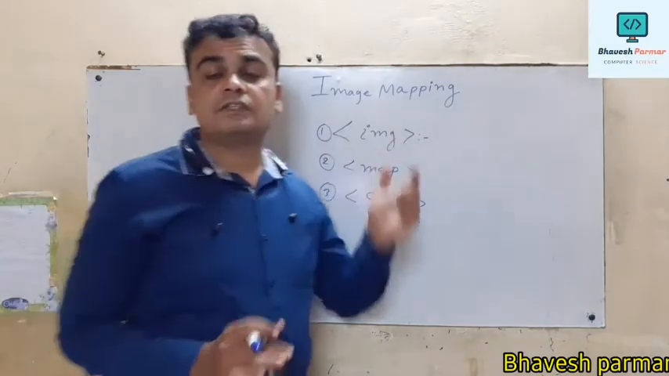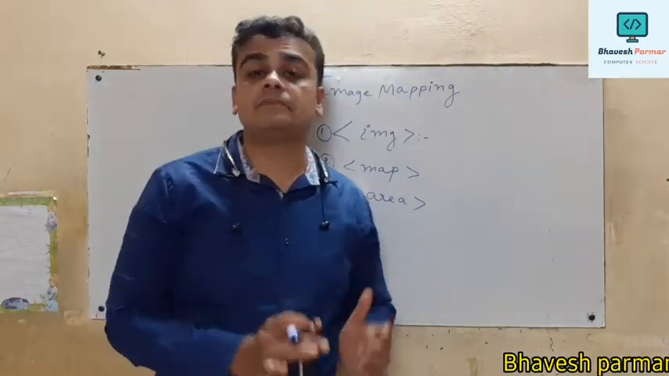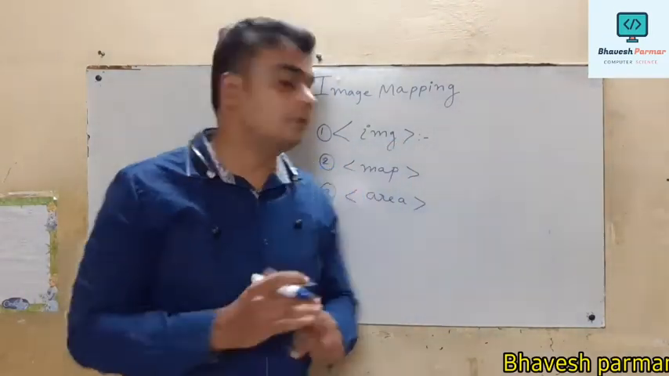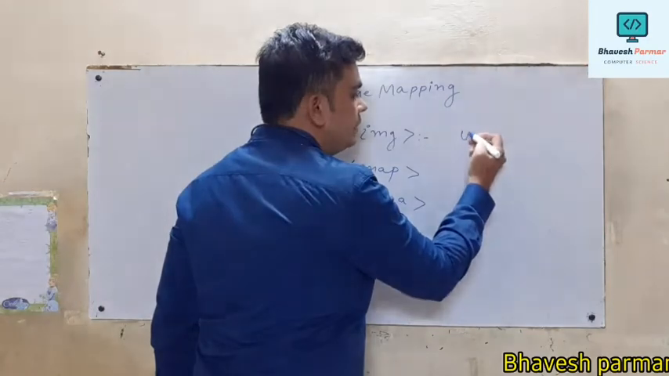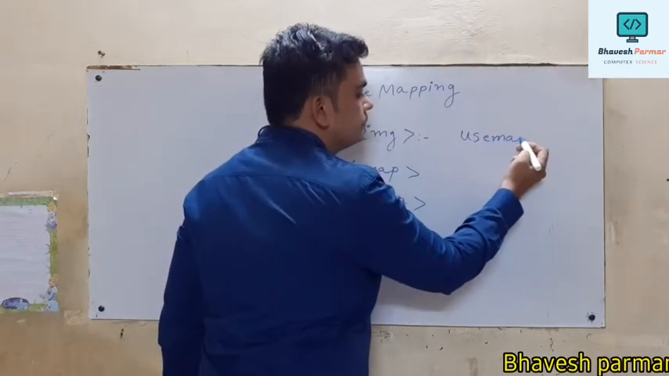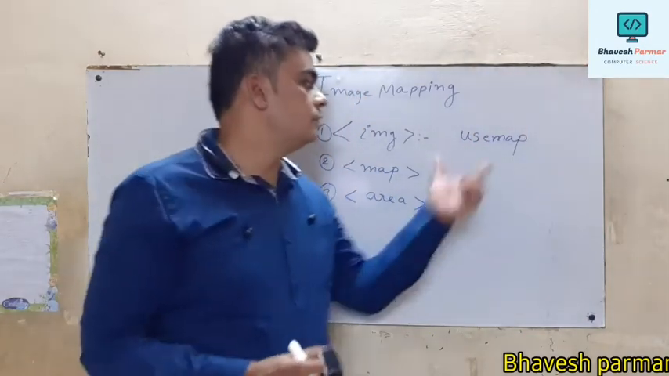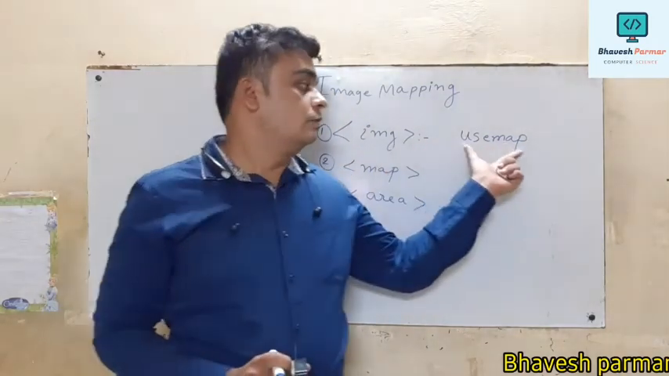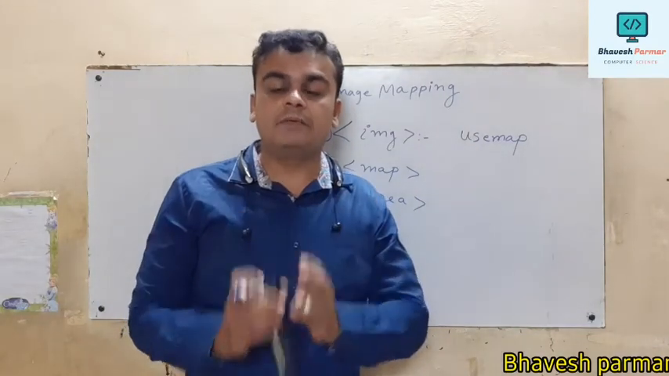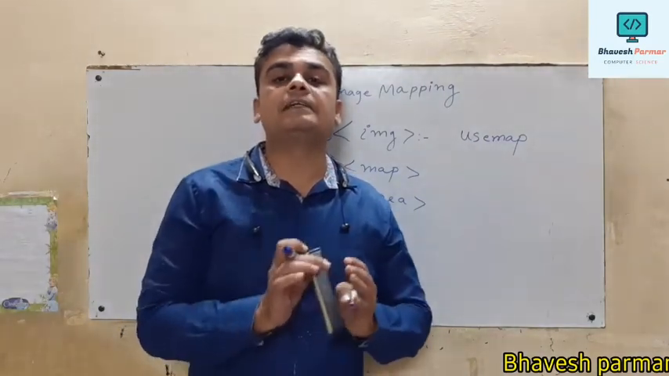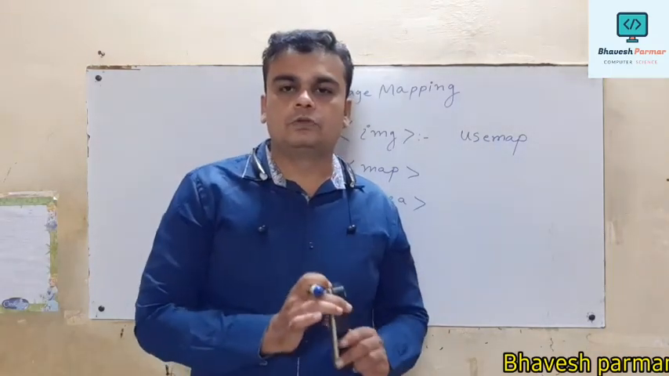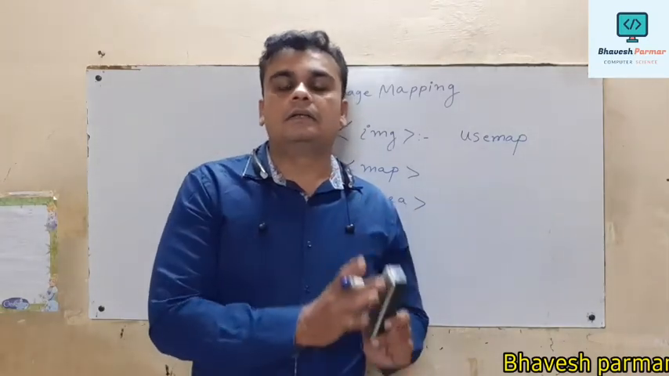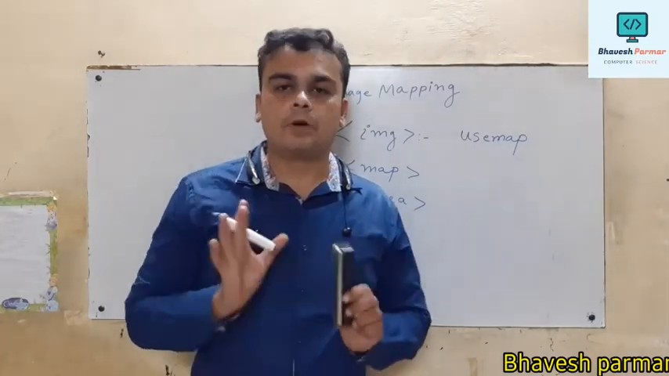But guys, when we study client side image mapping, we have to use one special attribute, and the name of the attribute is usemap. When we use this usemap attribute with the img tag, it indicates that the given program is related to client side image mapping. So it is clearer to the web browser, and it will run or execute the given program properly.